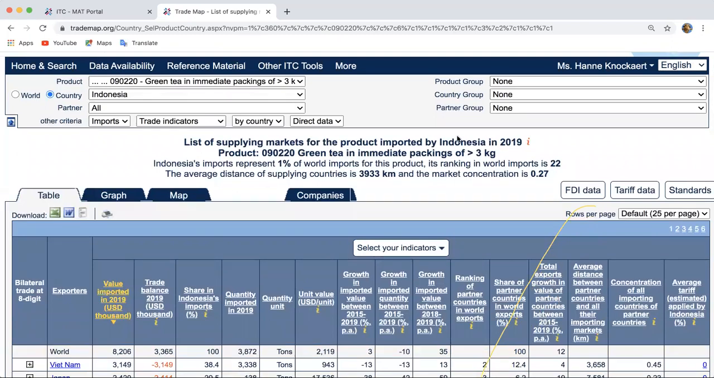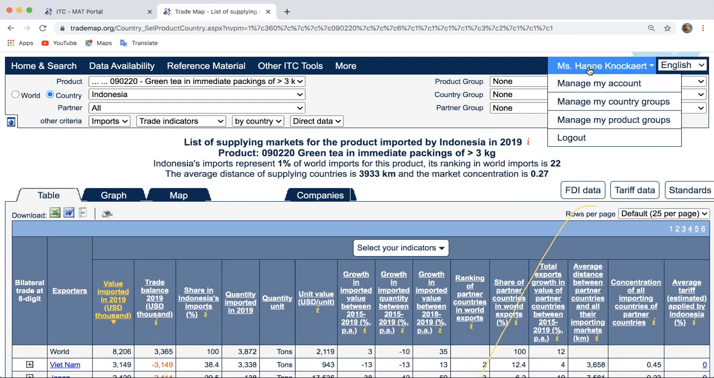Let me show you how to create the product groups and the country groups, because a few people have asked me that. And then I will continue to show you the companies list, because I think that's also quite interesting. And then I will go back to the questions. So please bear with me.